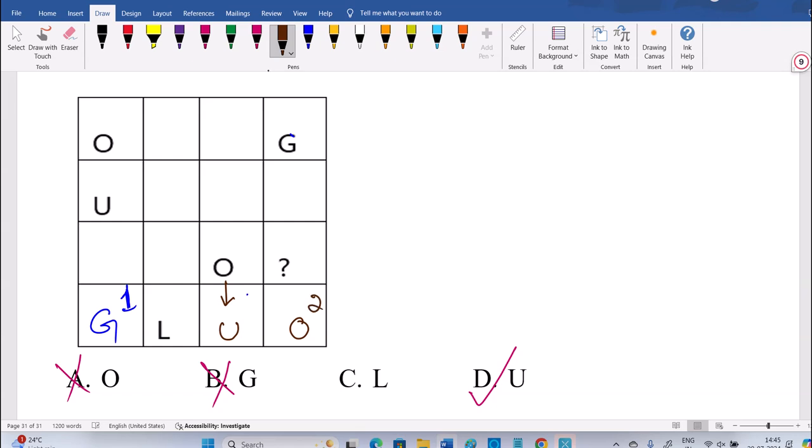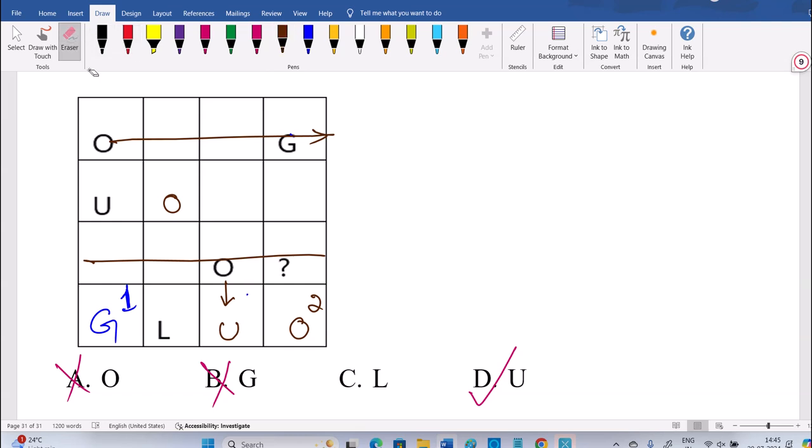Fine. Next thing, O cannot come in this entire row. O cannot come in this entire column. O will be only here. O should occur 4 times. Here one time, here second time, here third time. The other place is this.